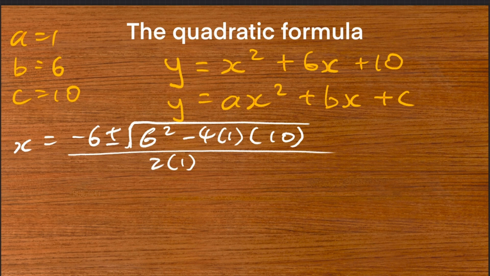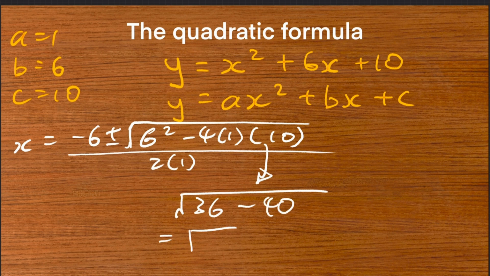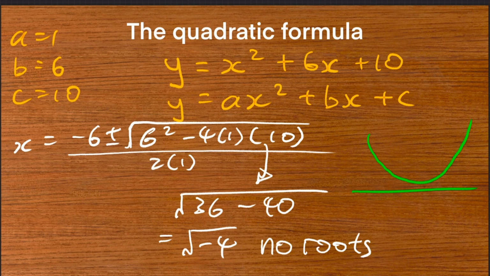Let's focus on the terms within the square root. Notice that the term within the square root is negative 4. It is a negative number. So the square root of a negative number will give us no real roots. This means that our quadratic graph will not touch the x-axis. And because a is a positive number, the graph will be non-inverted.